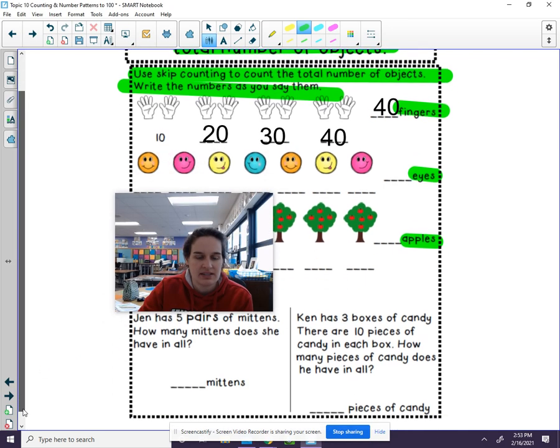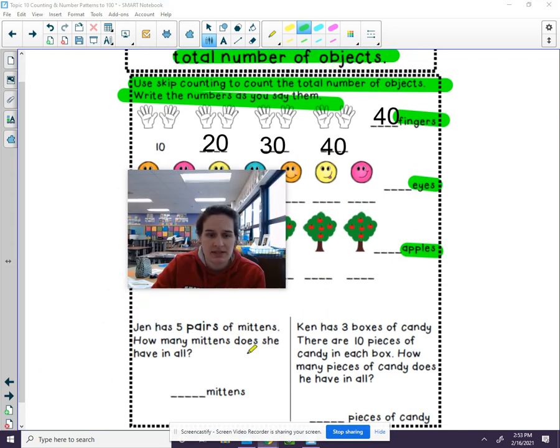Then down here it says Jen has 5 pairs of mittens. How many mittens does she have in all? Okay, pairs mean 2. You know, you have 2 hands, you need 2 mittens. You could draw a picture to help you. Or maybe you want to count by 2s. I'm going to go ahead and draw a picture.